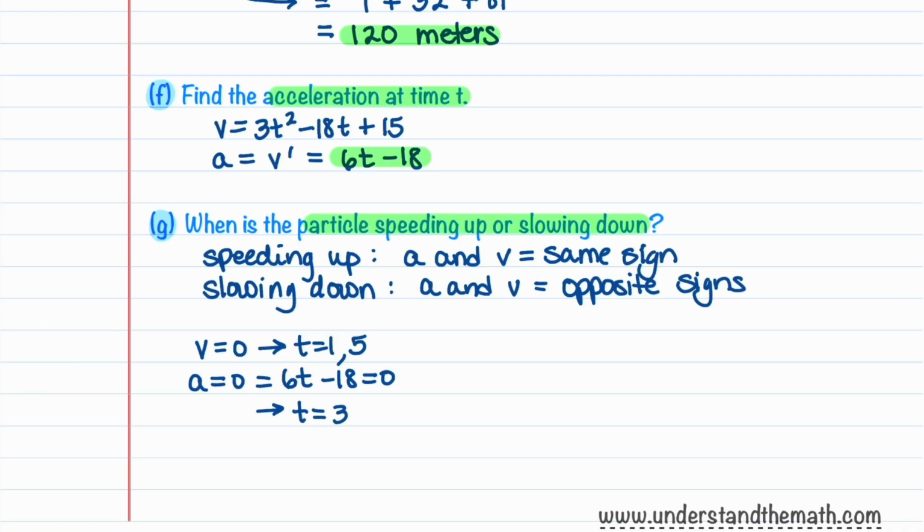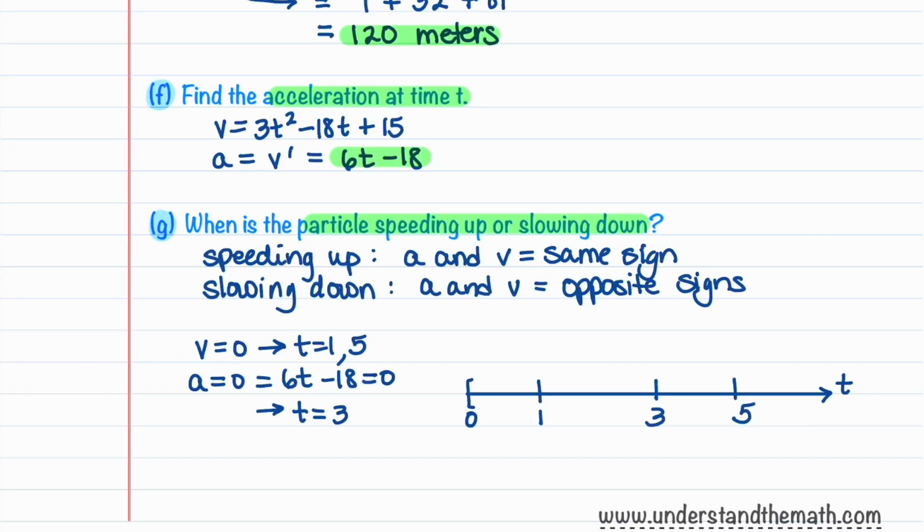We just take our acceleration function 6t minus 18, set it equal to 0, and this gives us that t is equal to 3. So we are going to draw a number line, and we're going to put the points 0, 1, 3, and 5 on it. We're going to start at 0, and then we have 1. It doesn't matter the scale. We have 3, and then we have 5.